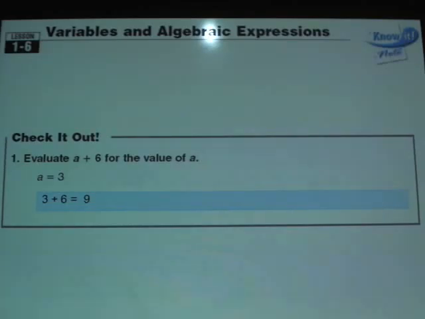Okay, so let's wrap this up here by looking at the concluding example, which is asking us to evaluate a plus 6 for the value of a. And this problem, they're asking us to change a into 3. So if I change a into 3, it's 3 plus 6. Well, 3 plus 6 equals 9, and that's all we have to do.